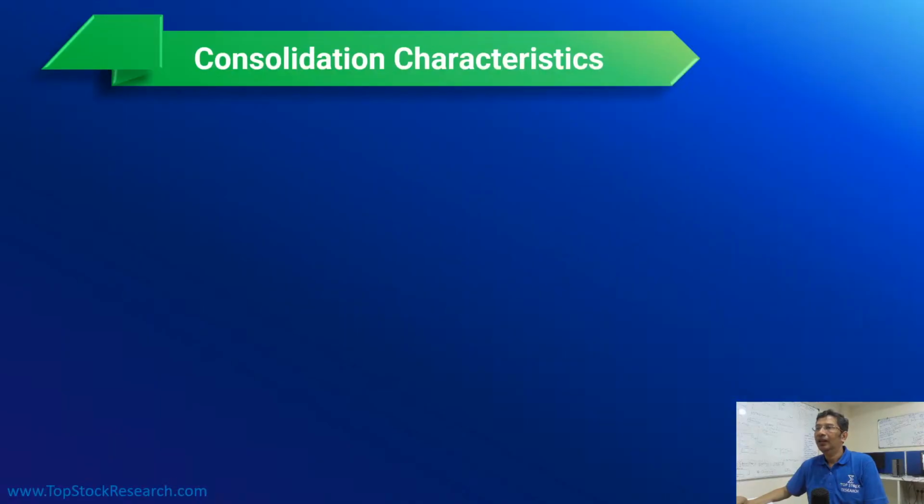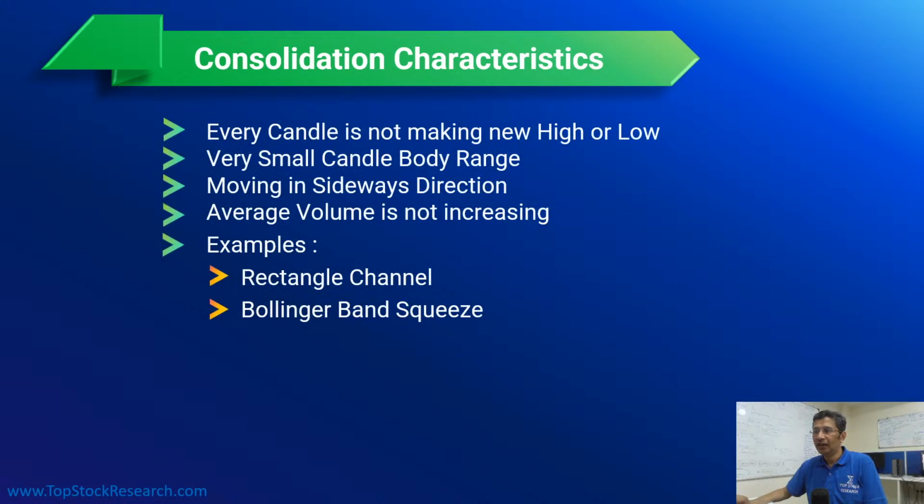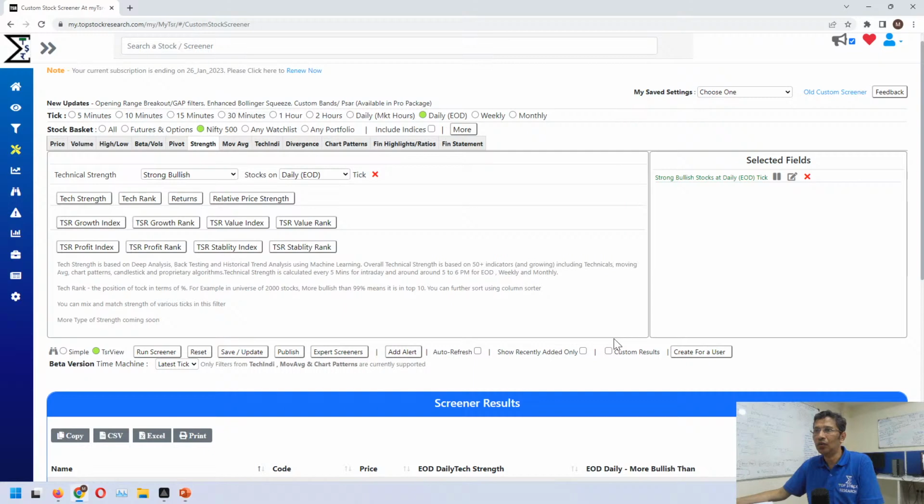Okay. Then the next one is consolidation characteristics. So what is consolidation? Candles are either not consistently making highs or lows. You can have multiple small candles in the range. Price is moving sideways. Average volume is not something which will clearly tell you a lot of things. There are certain ways of finding it. In charts, it becomes a lot more difficult. But there are certain patterns like the rectangle pattern or Bollinger Band squeeze. We'll see how to spot them.